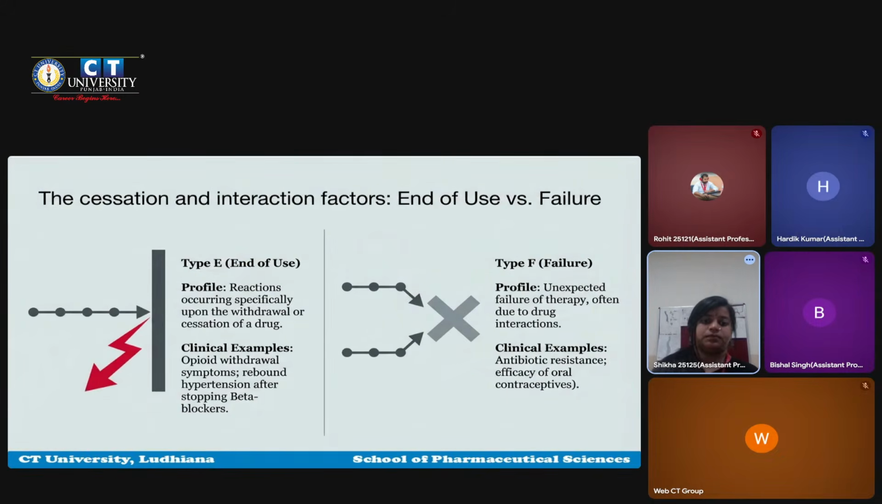Next is type E and type F. Type E is end of use and type F is failure. Type E means end of use, meaning the reaction occurs especially upon the withdrawal or cessation of the drug.